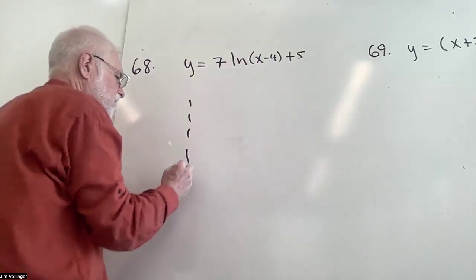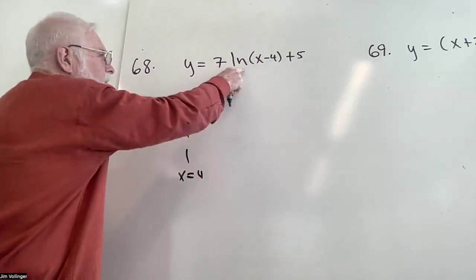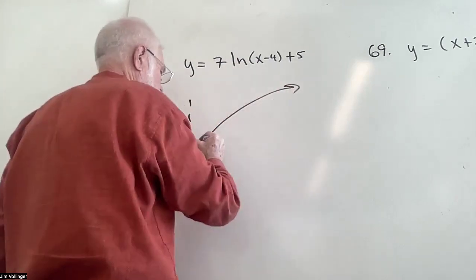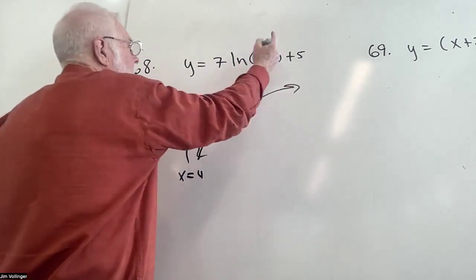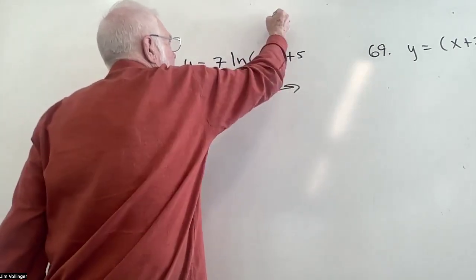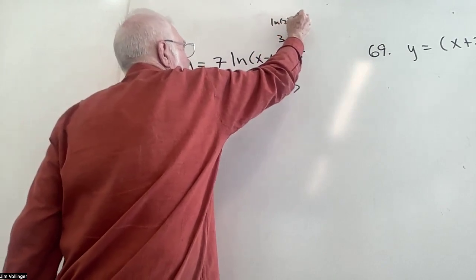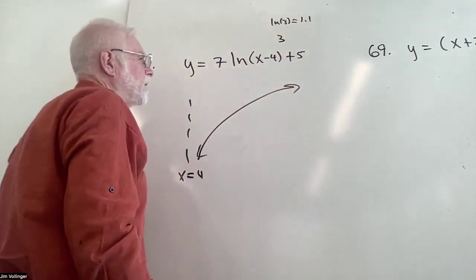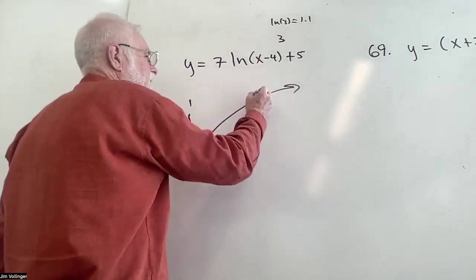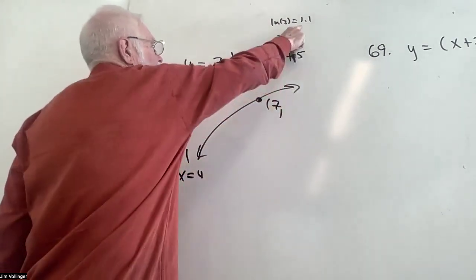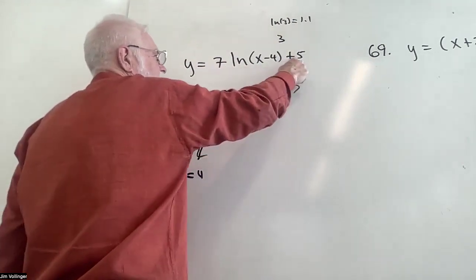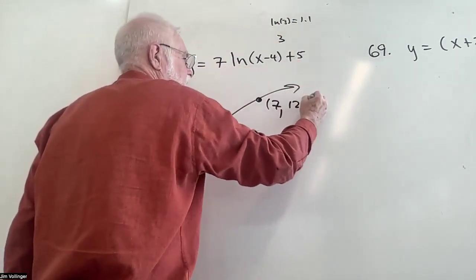All right, so x equals 4. I know this is the inverse of growth. So what am I going to pick? I'm going to pick the number 3 because I'm using the ln of 3 to help me. It's about 1.1. All right, so I'm going to pick 7. That's going to get me 1.1, 7.7 plus 5, 12.7.